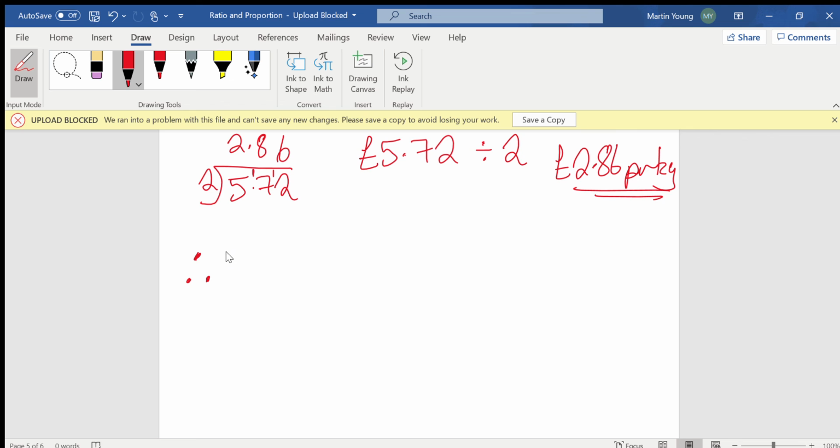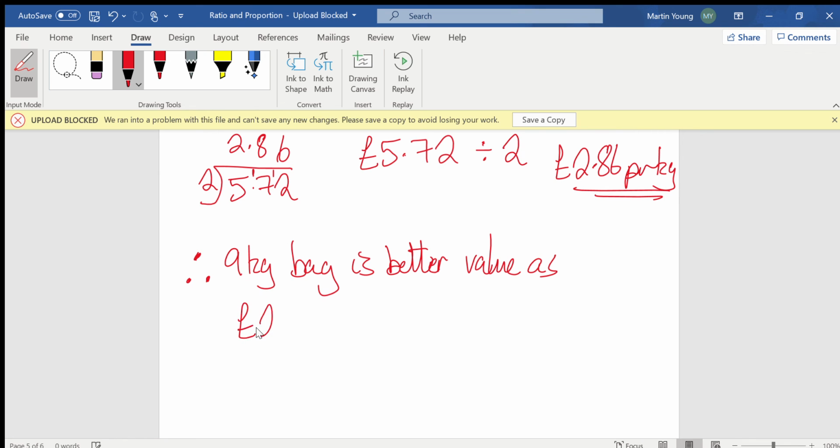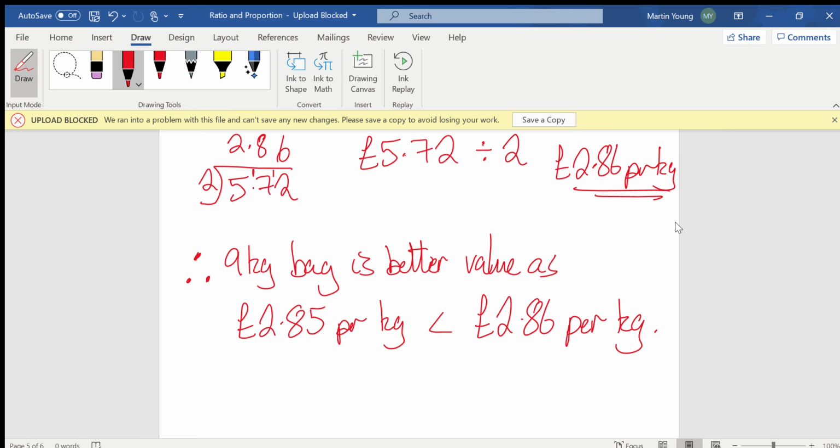So therefore, the 9 kilogram bag is better value, as £2.85 per kilogram is less than, you can just write less than or use the symbol, £2.86 per kilogram. And that's us answered the question and justified it with working. That's the kind of working that's talking about.